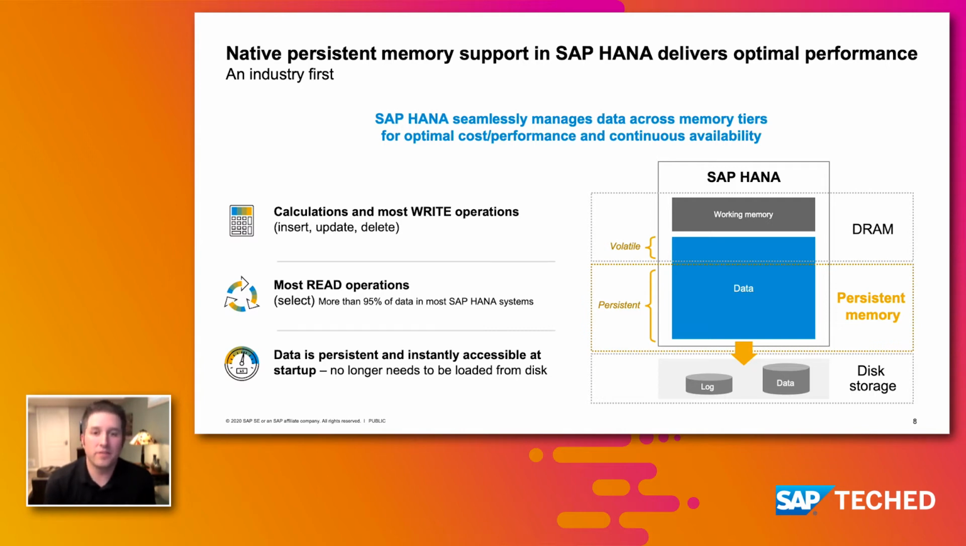So we continue to leverage DRAM for volatile operations, such as our working memory for ongoing queries, calculations, and most write operations, while storing the more static data, which accounts for usually 95% of all data in HANA systems, in persistent memory. Thus, we're able to deliver DRAM performance while still supporting full ACID compliance. This unique architecture enabled HANA to seamlessly manage all of your data for optimal cost and performance benefits while still having memory that supports persistency.